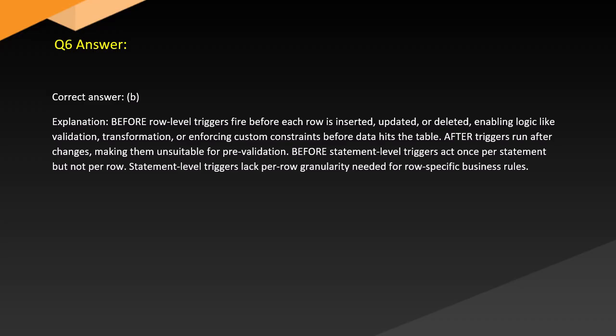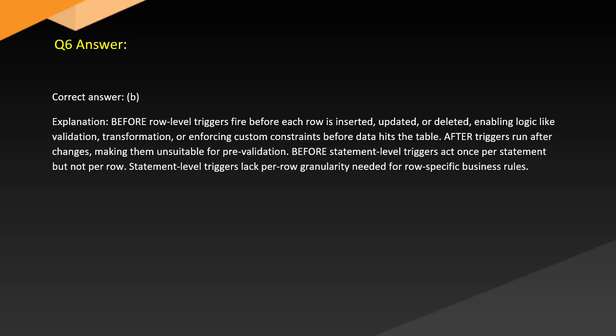Answer. Correct answer, B. Explanation. Before row-level triggers fire before each row is inserted, updated, or deleted, enabling logic like validation, transformation, or enforcing custom constraints before data hits the table.